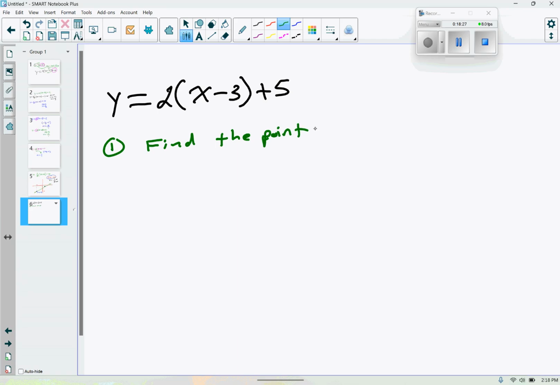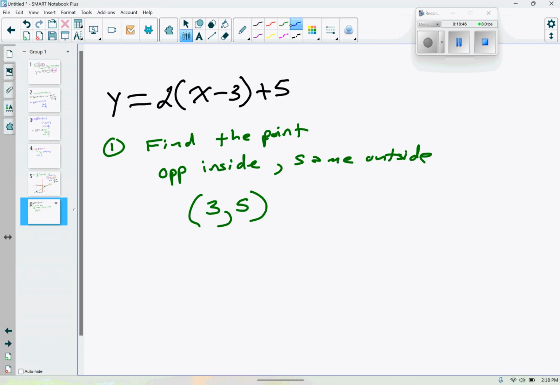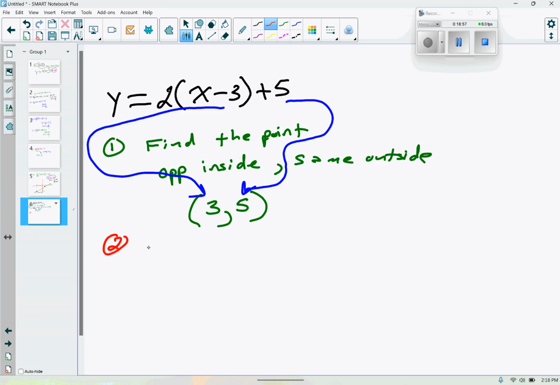Find the point. So it's going to be opposite inside, same outside. So when I say opposite inside, it's positive 3, same outside is 5. Okay, then we could say, second thing is slope. Slope is m, so we're going to make it 2 over 1, and then we're going to make it a fraction.